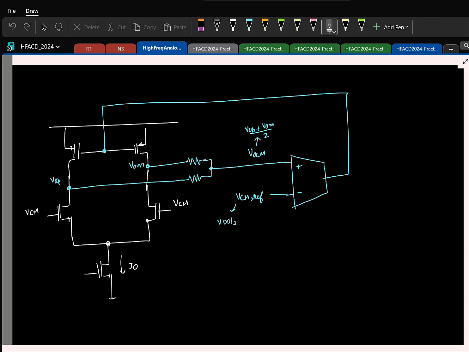Okay, so I just wanted to highlight one more feature of common mode feedback, and for that let's look at the common mode half circuit for this.